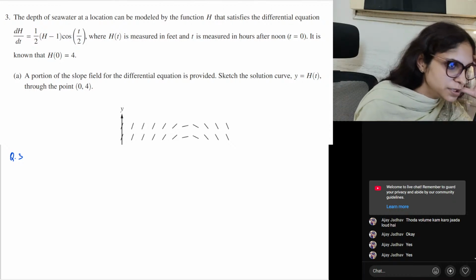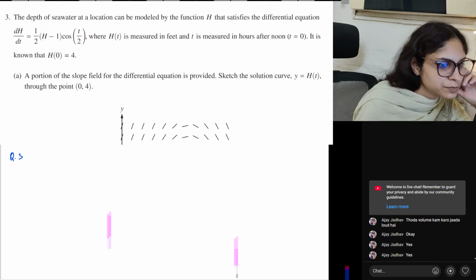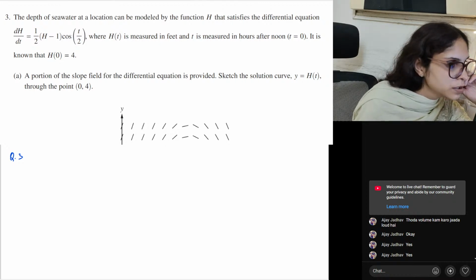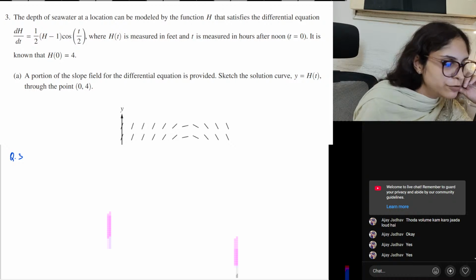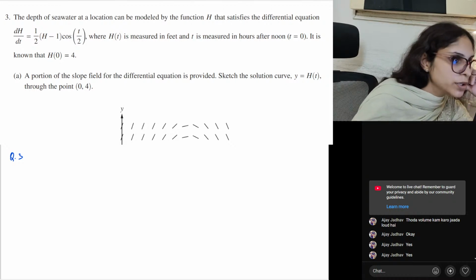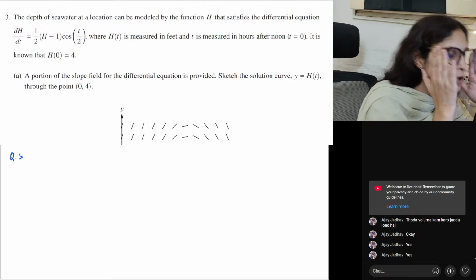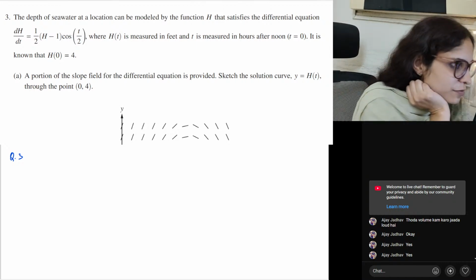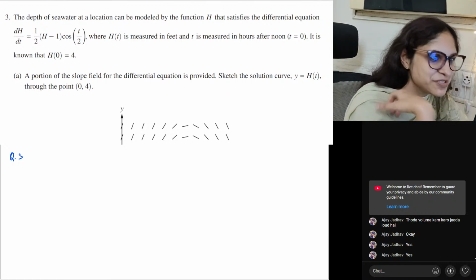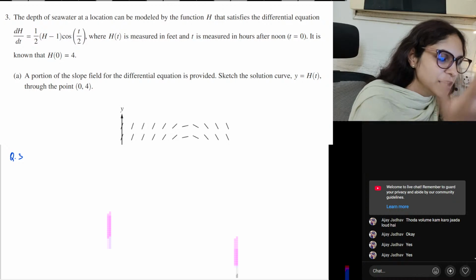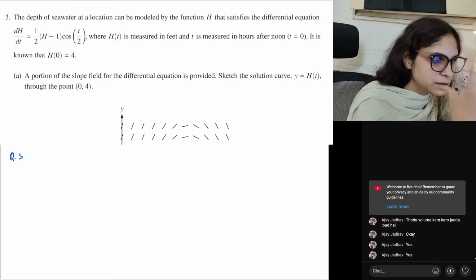Now, question number 3. And now it has started working. So, the depth of seawater at a location can be modeled by the function h that satisfies the differential equation. So, now one question from differential equations. It was not there when we were doing the calculator section.